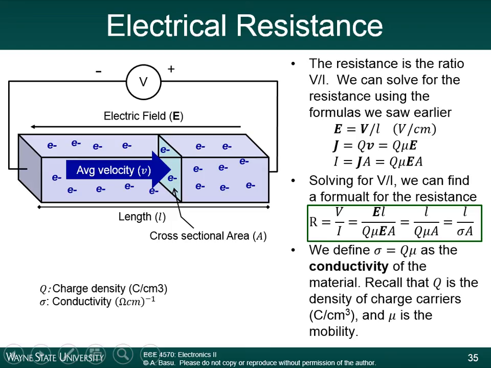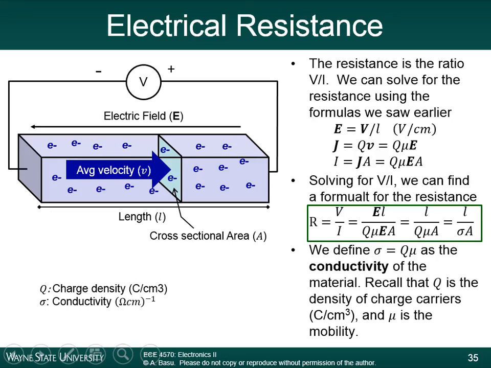Now think to yourself, this should make sense. Because the more cross-sectional area there is, meaning the bigger the wire is, the less resistance it has. Bigger wire, less resistance. The longer the wire is, the more resistance you have. So that's why length appears in the numerator.